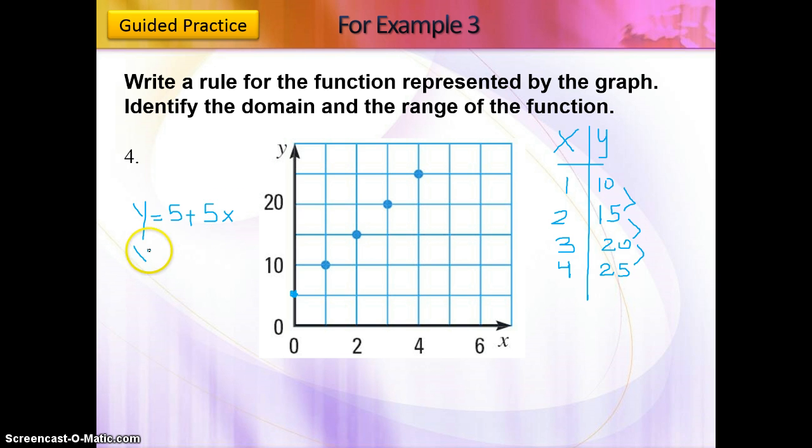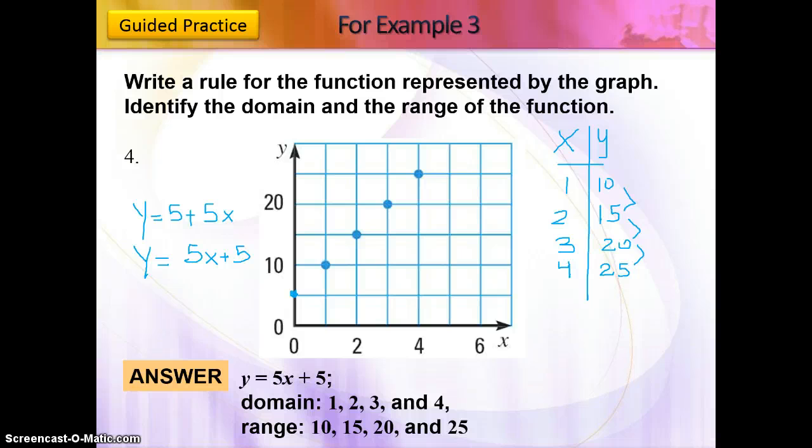Okay, so really in standard form we should write it 5x plus 5 is my rule. And my domain is 1, 2, 3, and 4. And my range is 10, 15, 20, and 25.